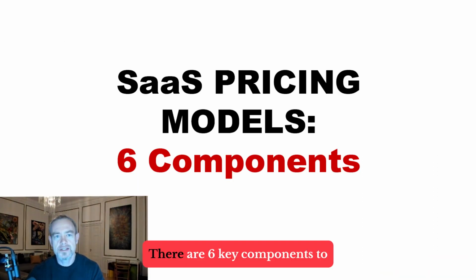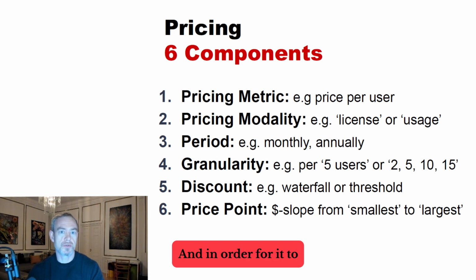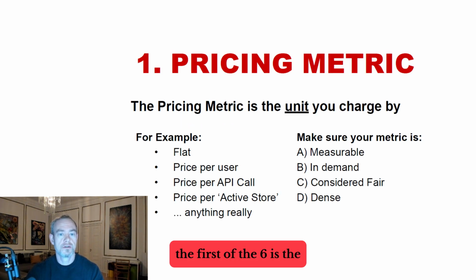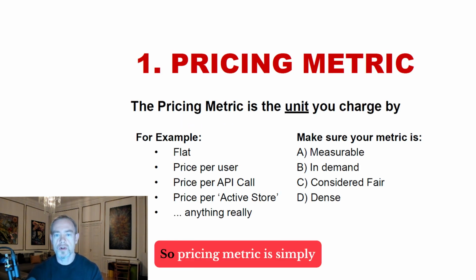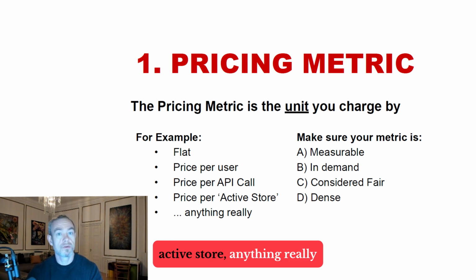There are 6 key components to a SaaS pricing model, and in order for it to actually be a model that you can execute and use to price something. The first of the 6 is the pricing metric. A pricing metric is simply the unit you charge by. This could, for example, be price per user, or price per API call, or price per active store.